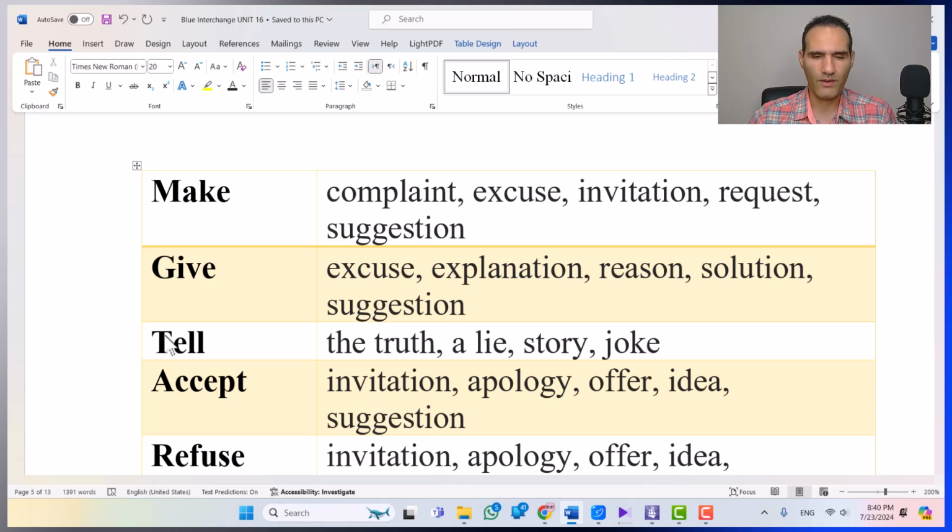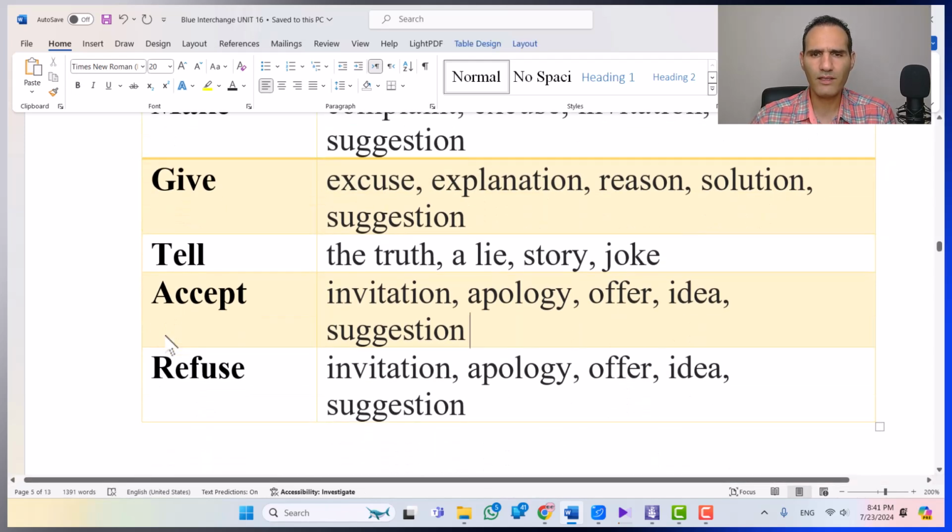Give an excuse. Give an explanation for something. Give a reason, give a solution, or give a suggestion. I guess some of them are easy for you and you already know about them. For example, give a solution, give a reason, or give a suggestion. They are not difficult. Maybe give an excuse or give an explanation could be maybe new to you. Tell the truth, tell a lie, tell a story, tell a joke. They are not difficult.